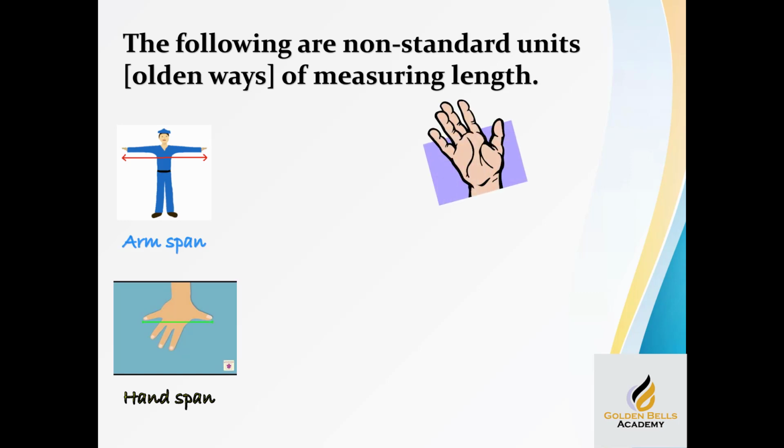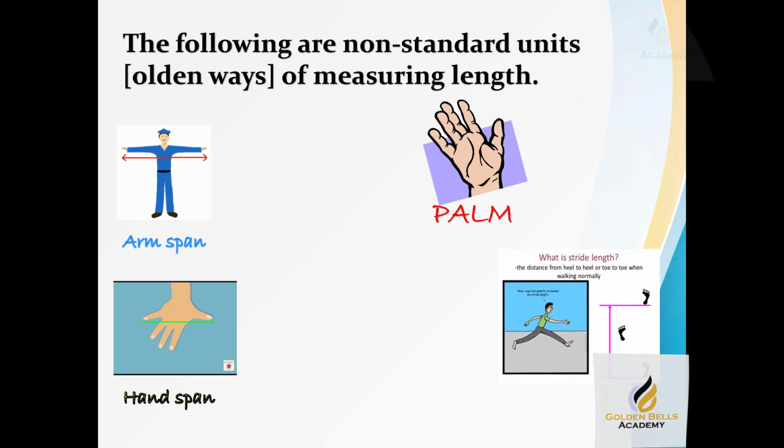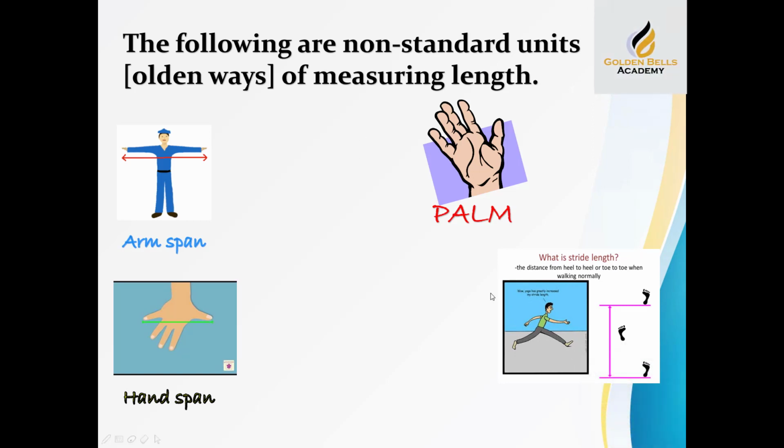Then we have this, also known as the palm. The palm is one of the ways by which we measure length, non-standard units. Then we have this. You can see as if this man is running. This is stride. Can I hear you echo it? Come on, scream it out. Stride. Yes, good. Stride is one of the non-standard units for measuring length in the olden days.